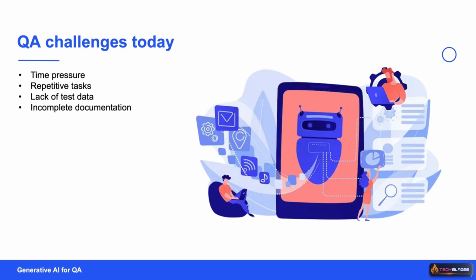Let's be honest, working in QA can be tough. We're under constant time pressure, juggling deadlines and priorities. We often deal with repetitive work, writing similar test cases again and again, reviewing endless logs, and keeping up with documentation that's never fully complete. And let's not forget test data. Either it's missing, outdated, or it just doesn't match real-world scenarios. That's exactly where generative AI starts to shine.